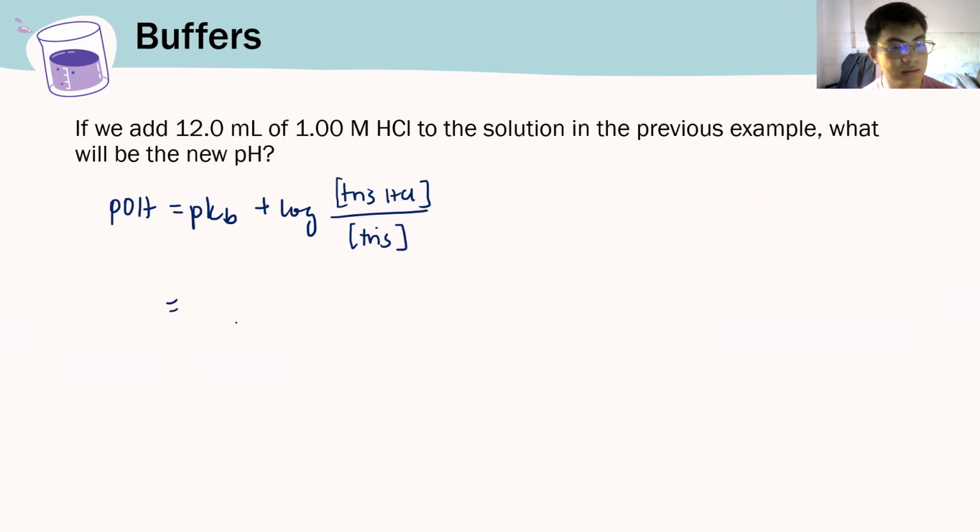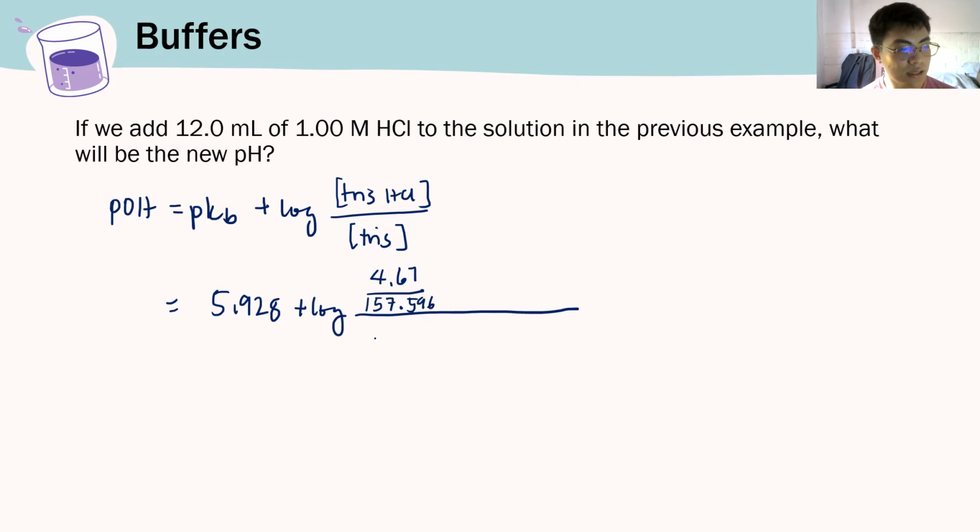Okay, so what did we say here? This is 5.928 plus logarithm of their moles. So for the tris HCl, what was our expression earlier? 4.67 divided by 157.596. The tris naman is 12.43 divided by 121.135. So that's the original. However, look, you are adding acid.